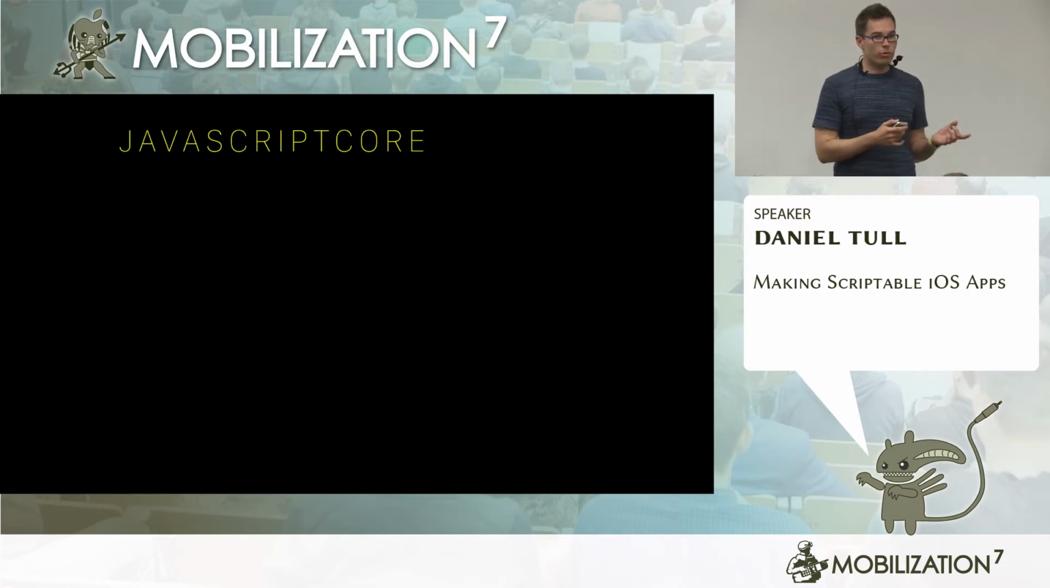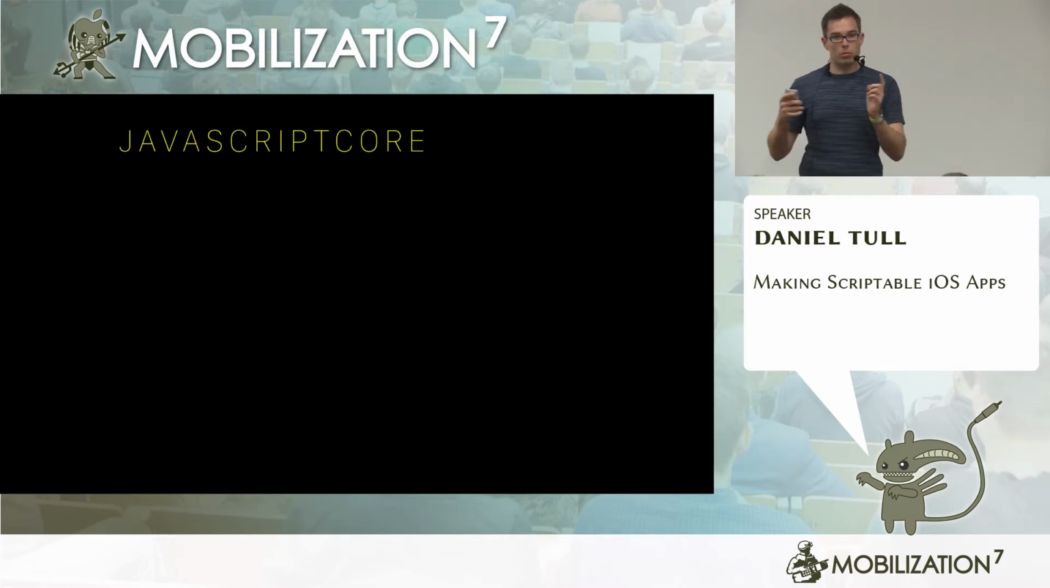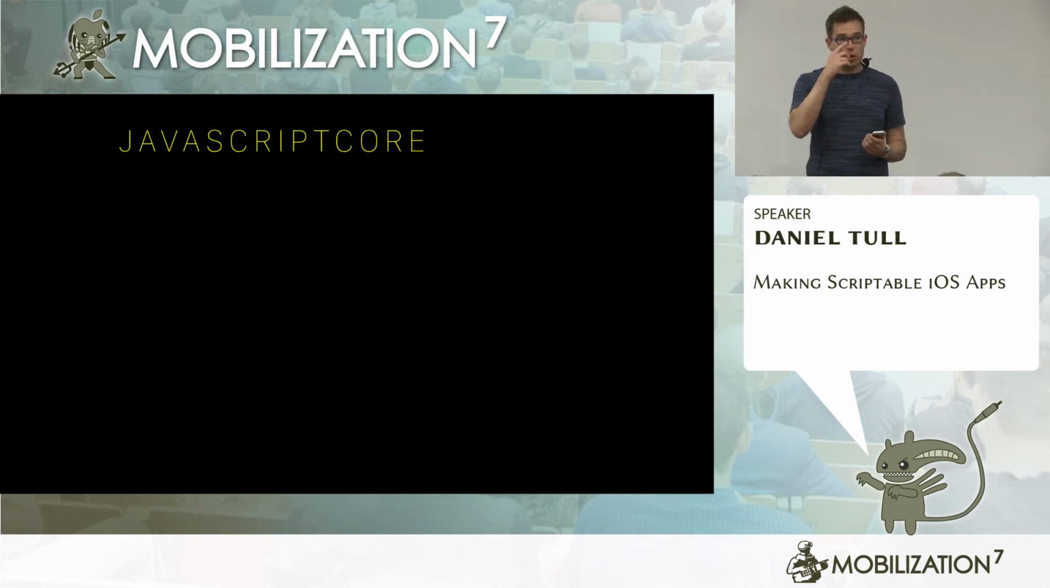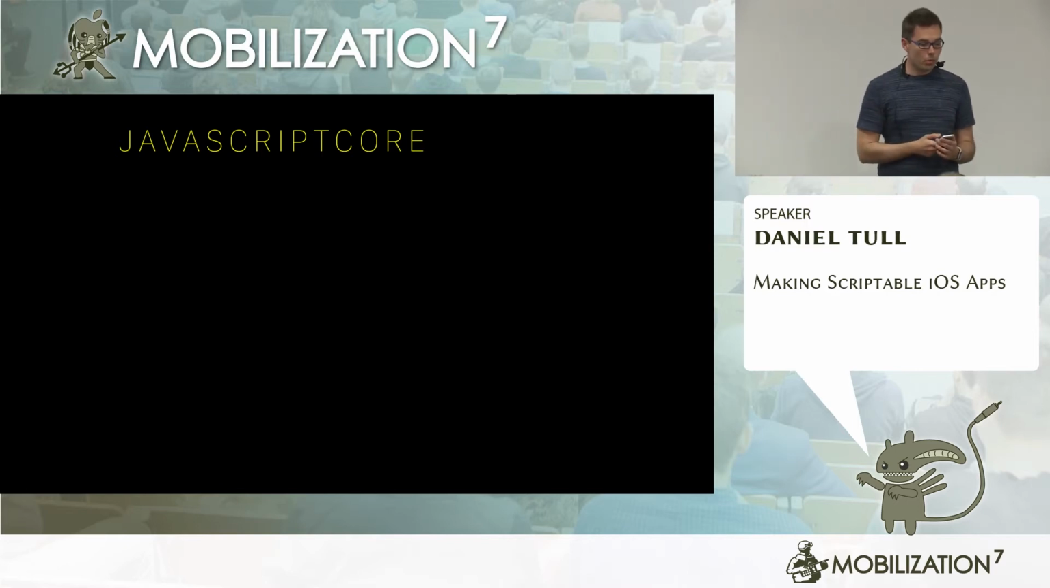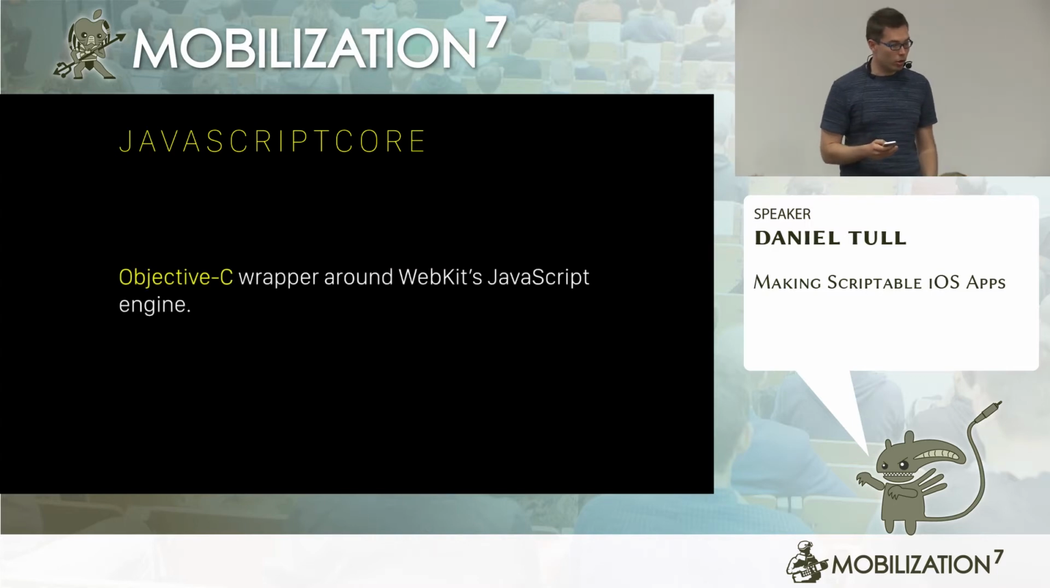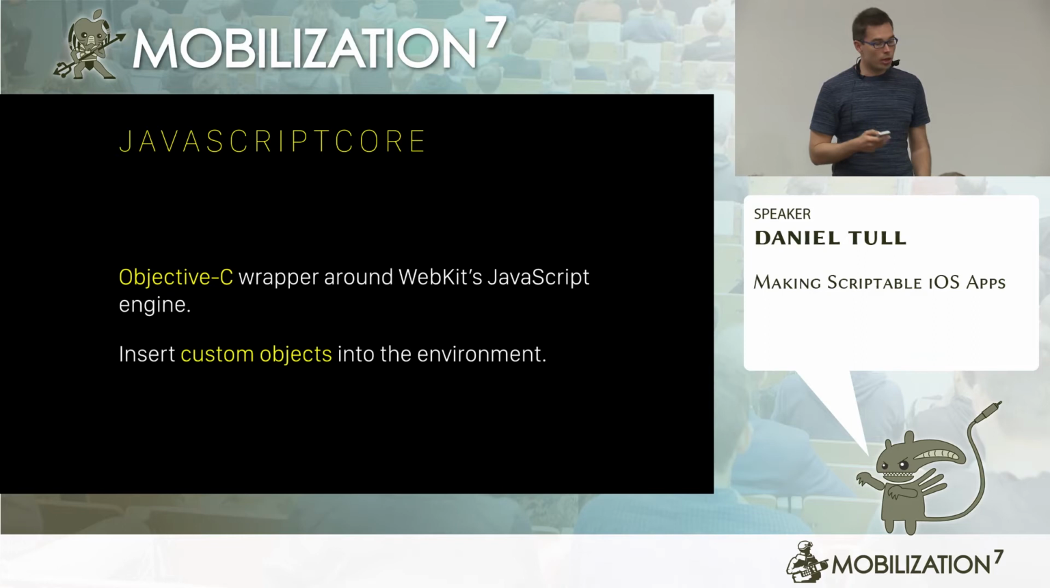And that also means that if you really, really badly wanted to, you could port it to the Mac, you could port it to Android if you had the time and resources. So it does mean that this code could be cross-platform if you've got apps on other platforms. So yeah, it's a wrapper around the JavaScript engine, and it allows you to insert custom objects into the environment.